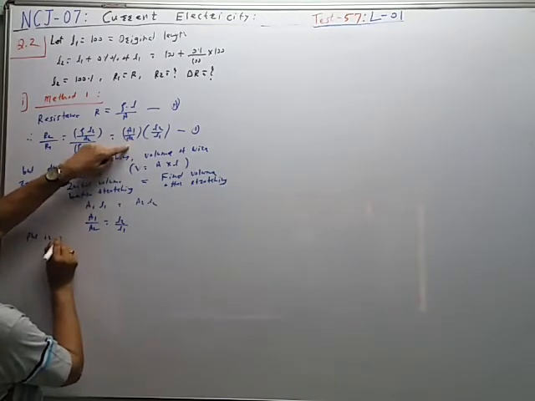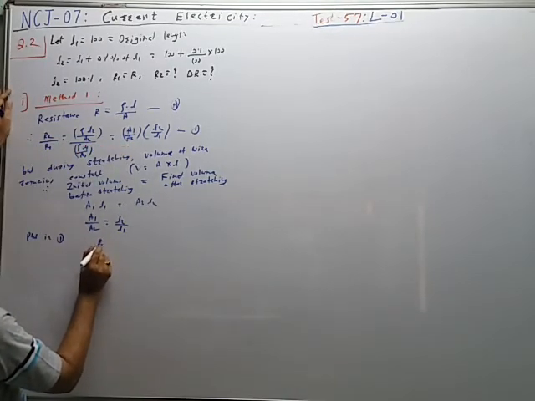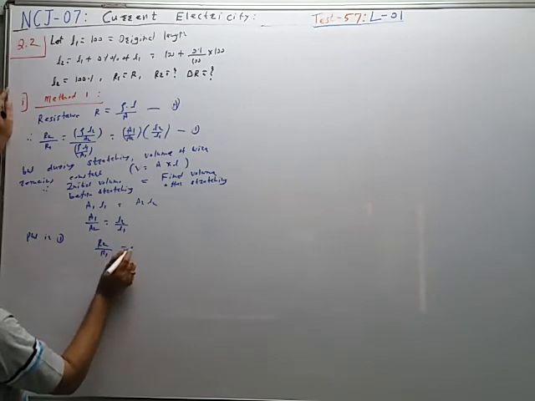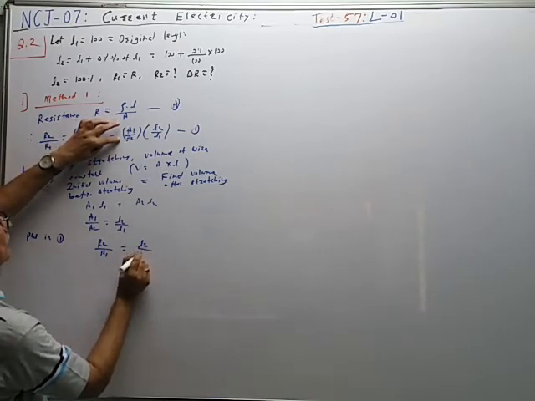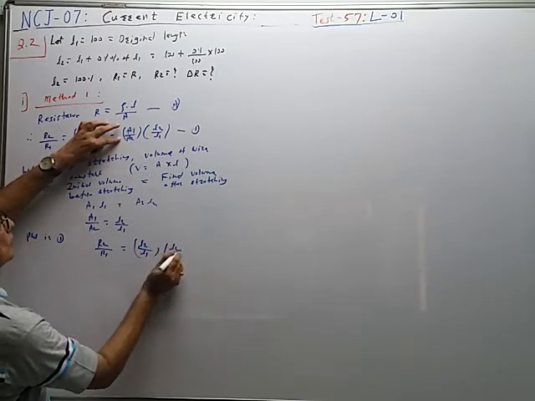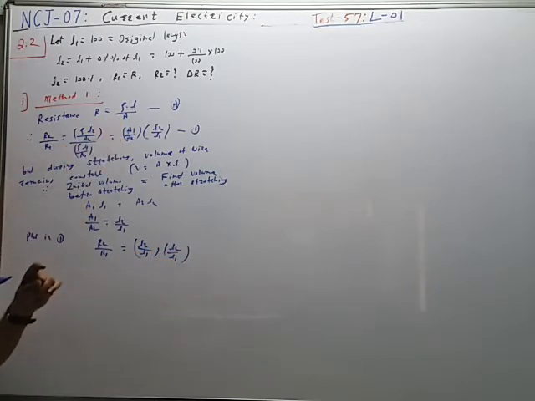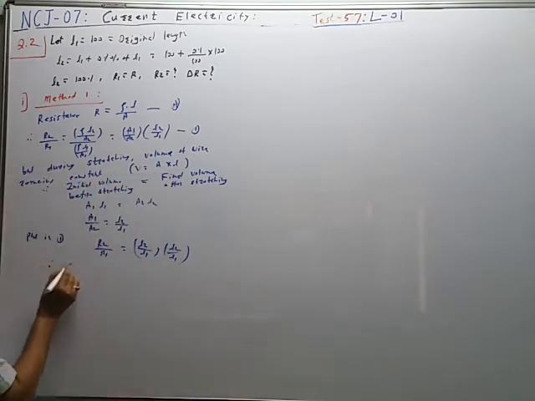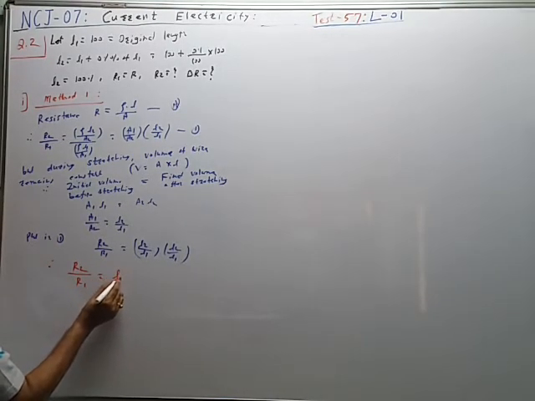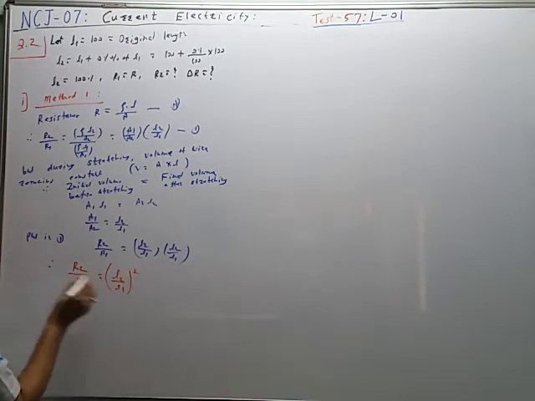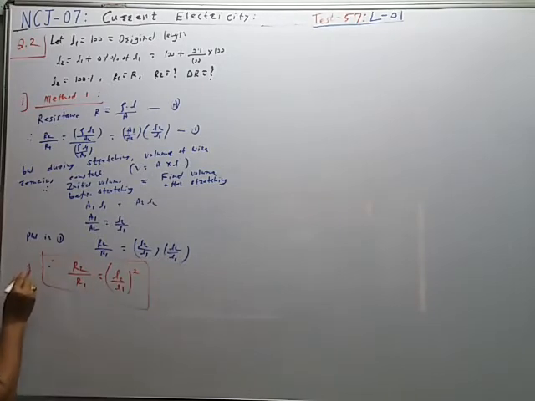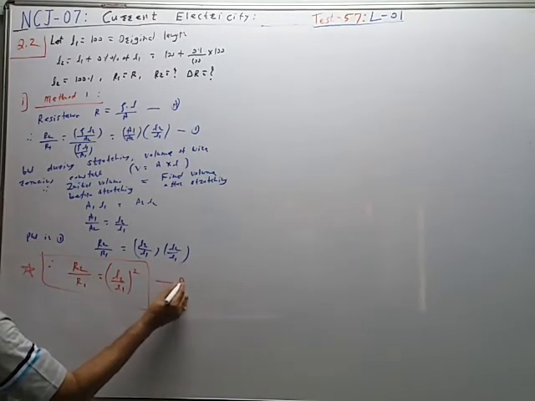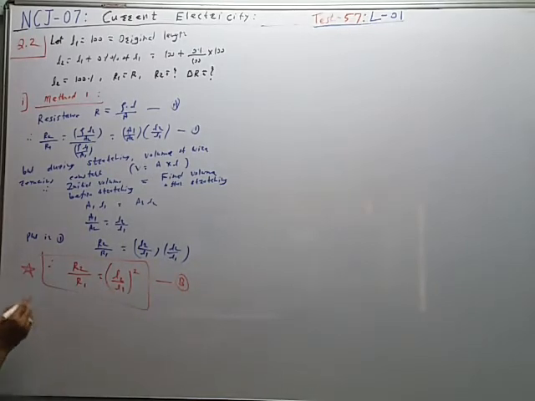So putting this in equation 1, इथे subtract करा. So R2 upon R1 is equal to, this first bracket is L2 upon L1, second bracket is L2 upon L1, and therefore we can use this relation directly. Therefore, R2 upon R1 is equal to L2 upon L1 whole bracket square. You can directly start from this equation B.